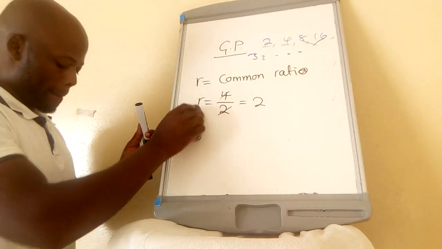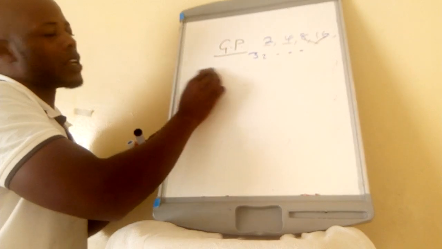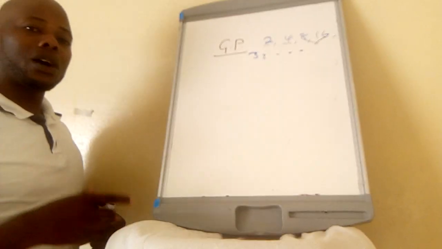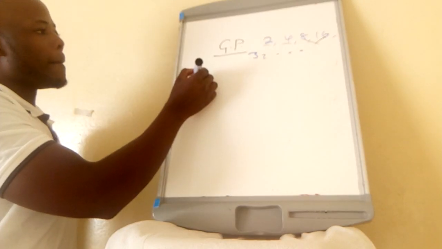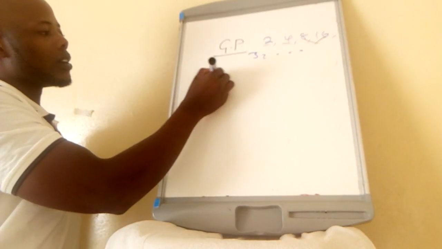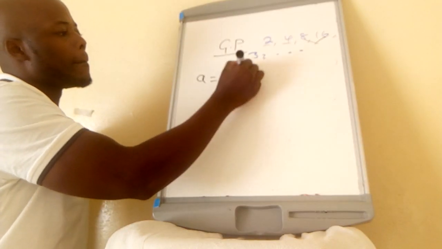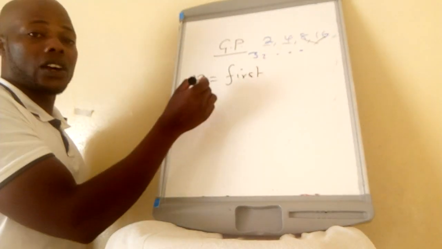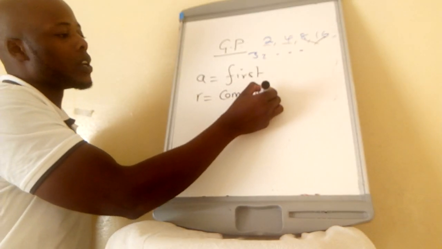So since we've talked about a GP and an R, there are some other things which are involved, okay? There is A. A, we know what it means. It's the first term. Let me put the R again. This R, as we talked about, is the common ratio.